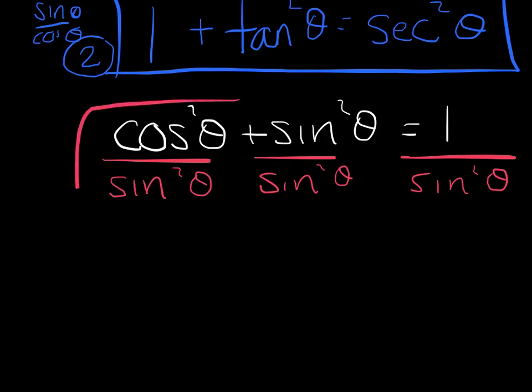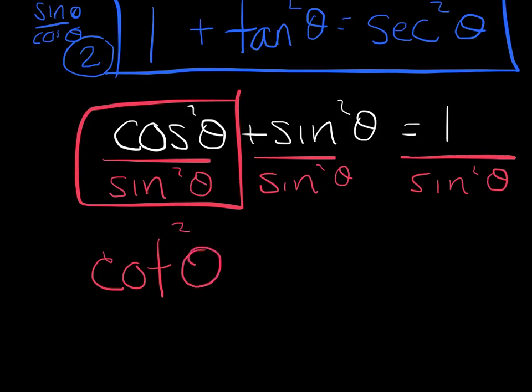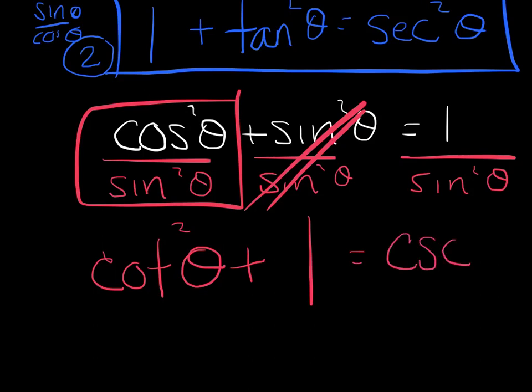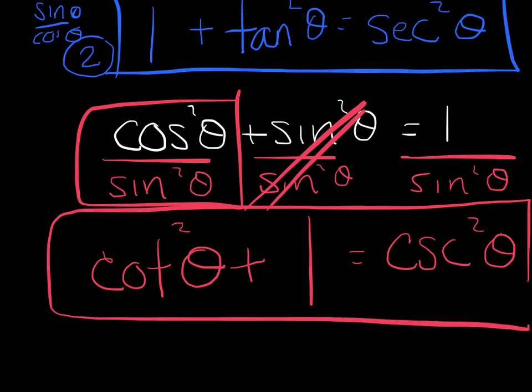Cosine over sine. Well, remember sine over cosine was tangent, therefore cosine over sine is cotangent. And because they're squared, it's going to be cotangent squared. Anybody divided by itself is 1. And 1 over sine is the reciprocal, cosecant. And because it's squared, I'm going to say it's cosecant squared. And box that guy in. That is trig Pythagorean identity number 3.